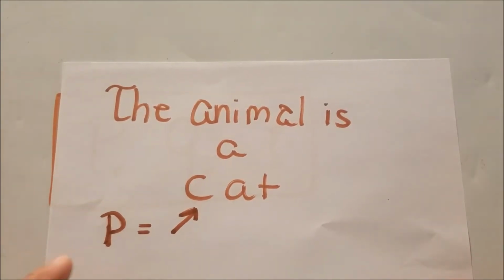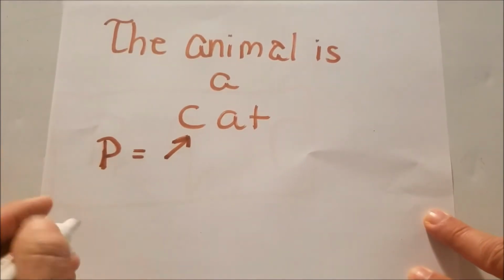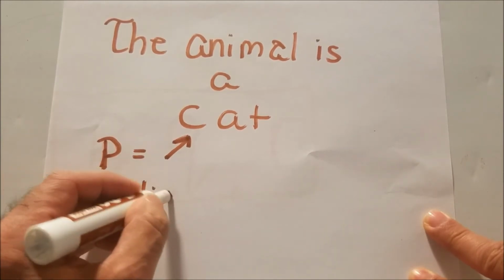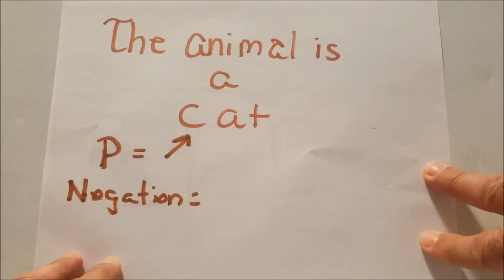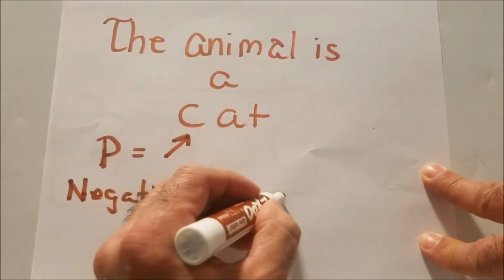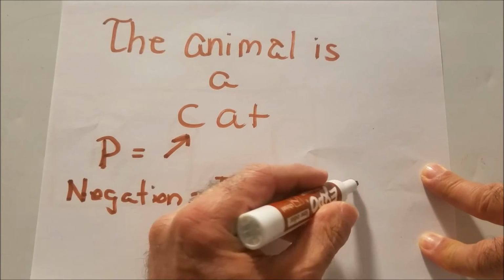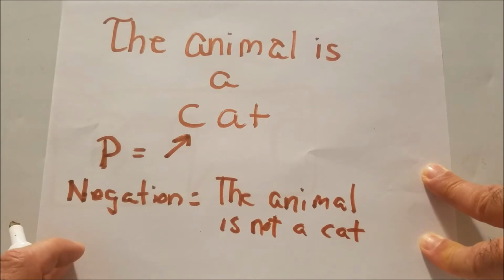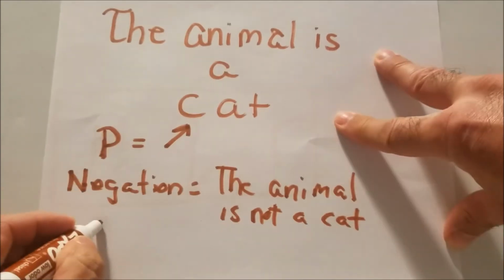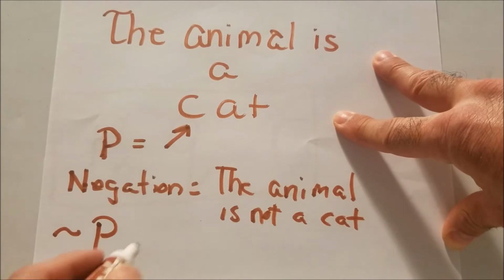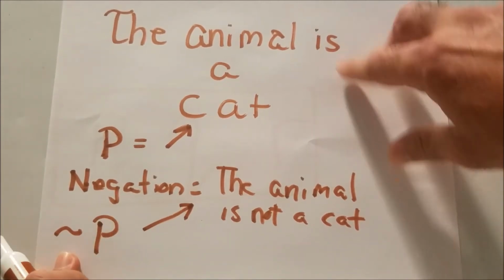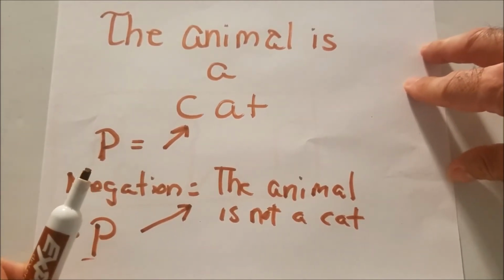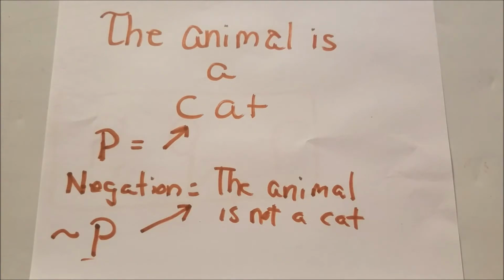Now we're going to use a term called negation. Negation means the opposite. In this case, negation will be the animal is not a cat. That's the negation. So the negation symbol would look like this. There it is. That's the negation. So if I said the animal is a cat, the negation is the animal is not a cat. Seems simple right now. Now let's create a truth table based on that.